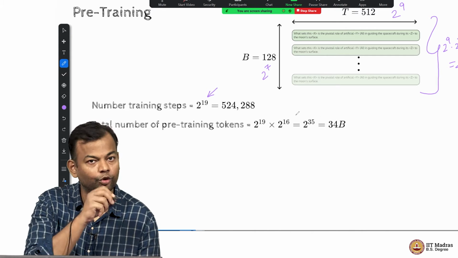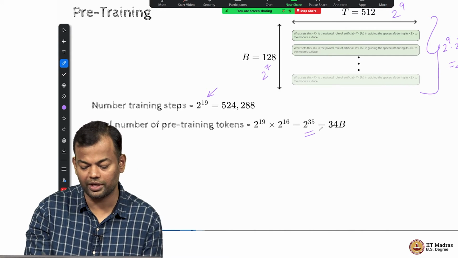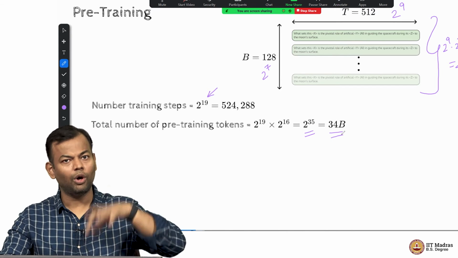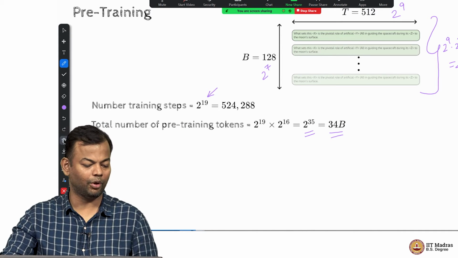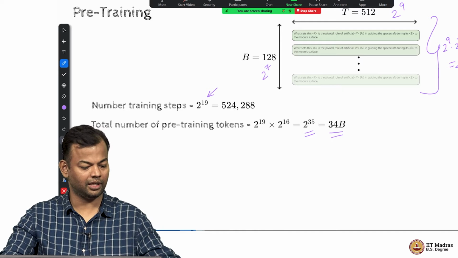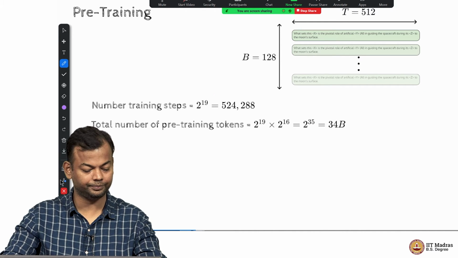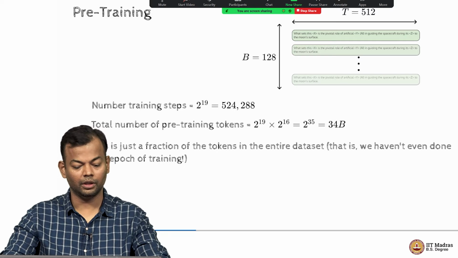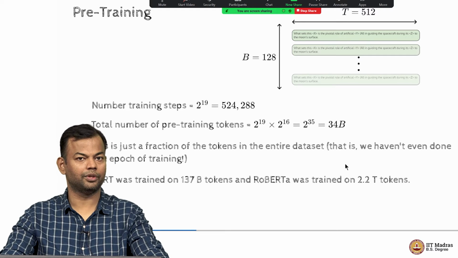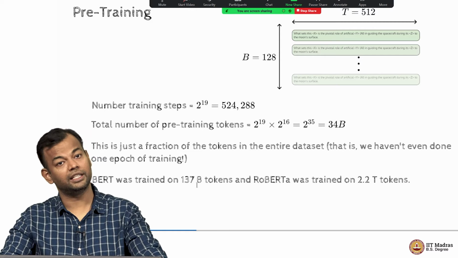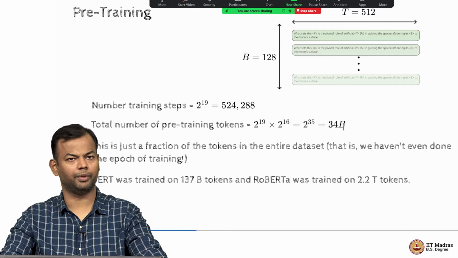Hence, the total number of tokens that it is seeing during training is 2 raised to 35, which is 34 billion, right? And this is actually smaller than the total amount of data that they had. If you remember that number, I'll just show you that number again. Yeah, this is just a fraction of the data, because the total amount of data was actually much larger. BERT was trained on 137 billion tokens. This is only 34 billion tokens.